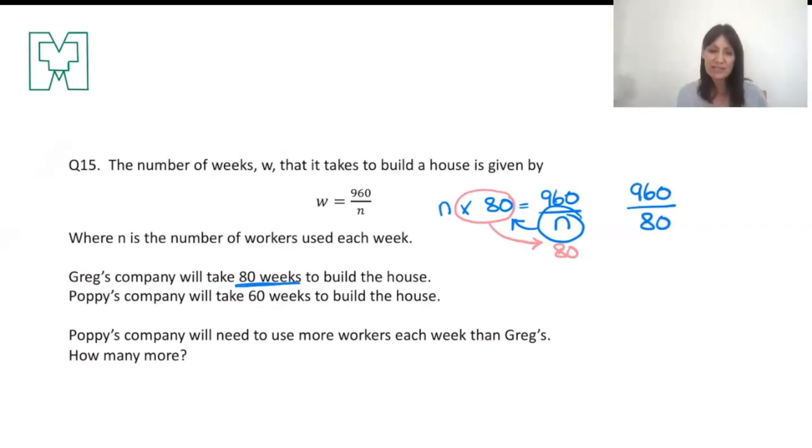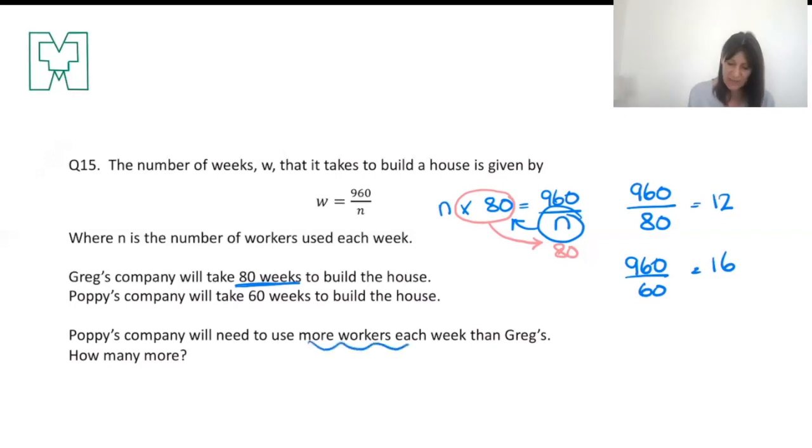So I'm going to do 960 divided by 80, and that will tell me the number of workers is 12. Then I'm going to do the same thing, 960 divided by 60, and that is going to tell me that the number of workers is 16. How many more workers each week is the question. So 16 take away 12, and our answer is 4. Poppy uses 4 more workers.